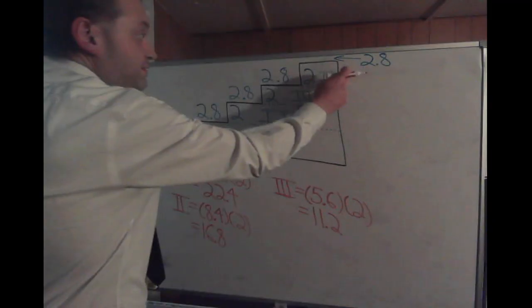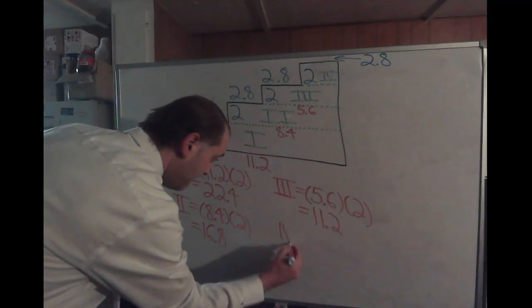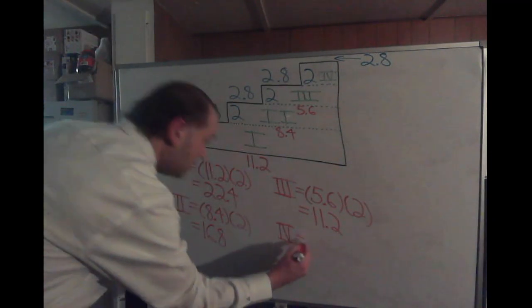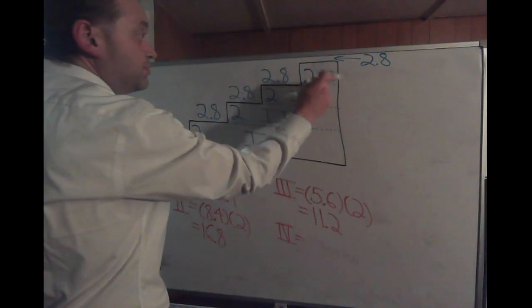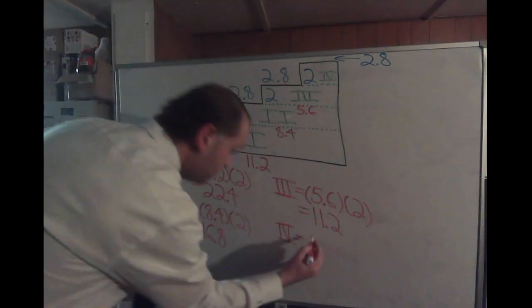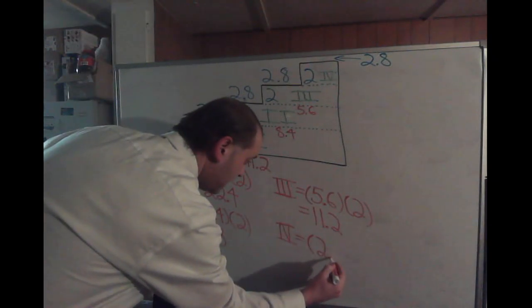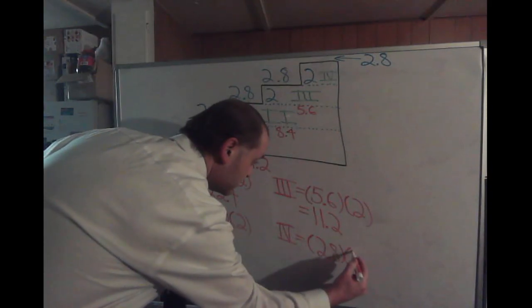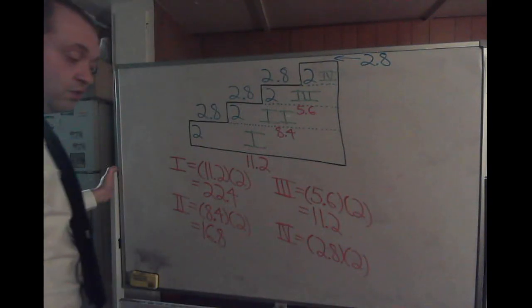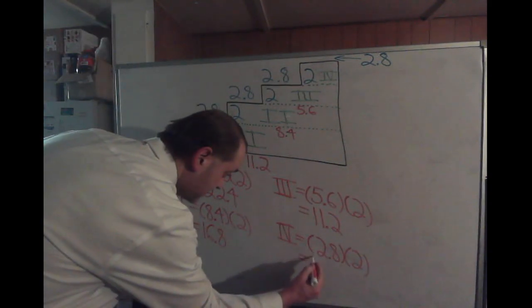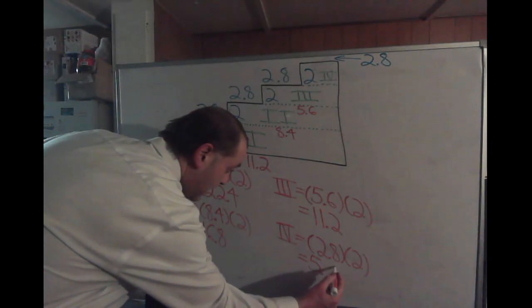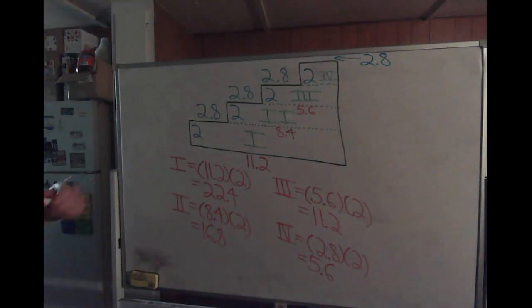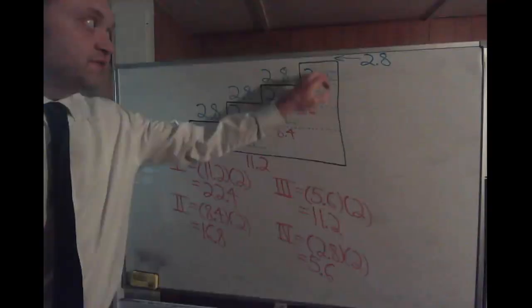Now we can easily find region 4. It's clear that the base of region 4 has a length of 2.8. You're just going to take 2.8 times the height of 2, which would give you what? 5.6. So now we've identified the area of all 4 subregions of this staircase.